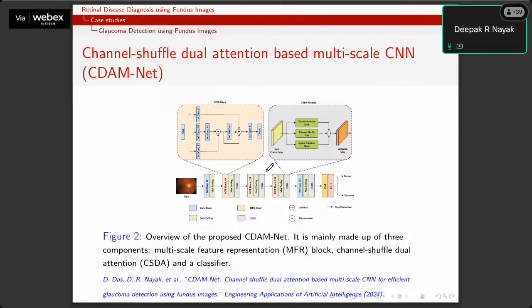Fine. To this end, as I mentioned, we have developed a couple of approaches, right? Initially, we developed a few approaches for binary classification, where the task is very simple. You can see over here an input fundus image, and the output is whether it is normal or glaucoma. This is one of the architectures, proposed in 2023, and published in 2024 in the journal Engineering Applications of Artificial Intelligence. Our main goal here was to design our own convolutional neural network model, without using any pre-trained architecture, and also to design a lightweight approach.